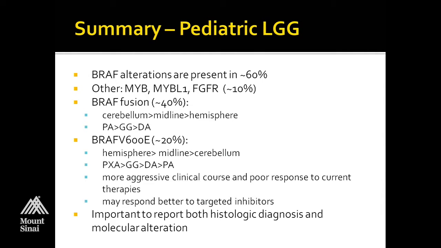V600E is present in about 20% of cases. These are most frequent in the hemispheres and next in the midline and relatively infrequent in the cerebellum. These are most commonly associated with PXA and ganglioglioma, with pilocytic astrocytomas only being about 5% of those. These have a more aggressive clinical course and they have a poor response to current therapies, but may have a better response to targeted inhibitors, so it's something that's important to think about. And in terms of how that's changed the practice at SickKids is now we're much more likely to biopsy patients with low-grade glioma just to determine if they actually have a V600E mutation, because it will change the way the patients are treated in terms of their frontline therapy.